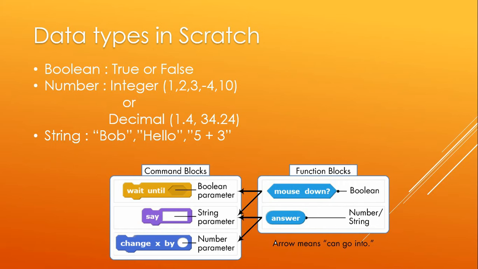And if you look at the function blocks, you'll see there the hexagonally shaped one, the mouse down, is a boolean. So he can fit inside the wait until or the string, but he will not go into the round edged one. And then the answer function block is round edged, and he can fit into either the number or the string, but he can't go into the hexagonal one.